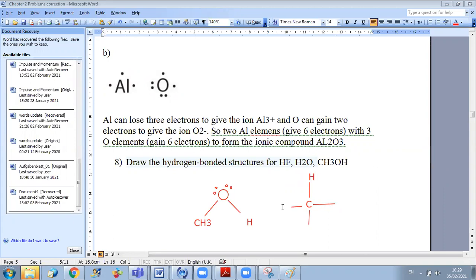Pay attention, bonds will not be with hydrogen of C. Bonds will be with hydrogen connected to oxygen. Pay attention to this: hydrogen bonds always take place with hydrogen connected to a highly electronegative atom. Okay, so here if you want to put in detail the molecules, this is your molecule, and this is an additional H.